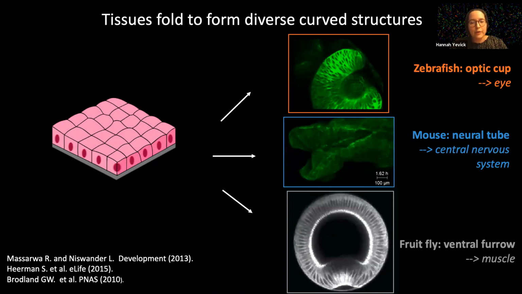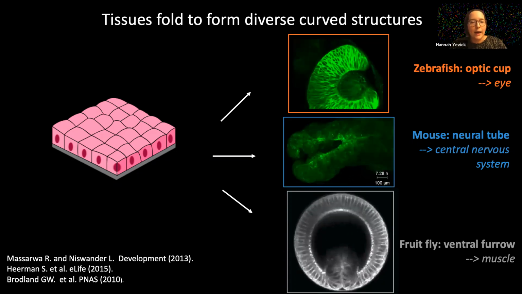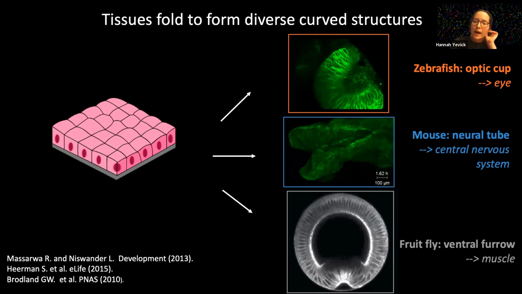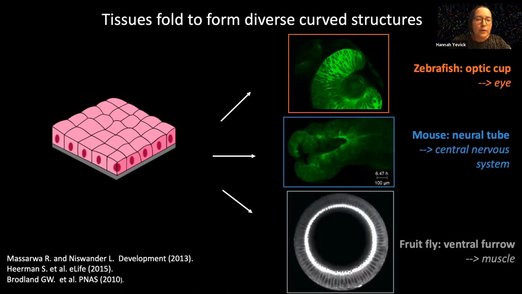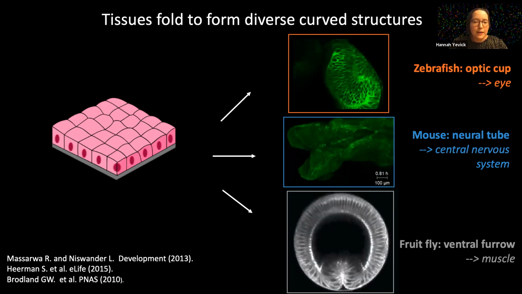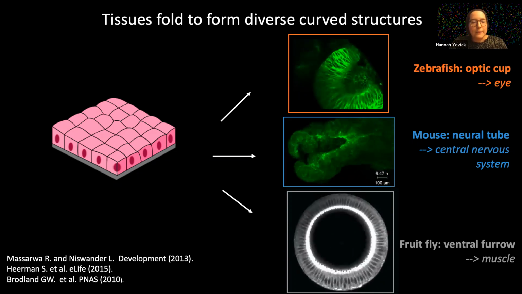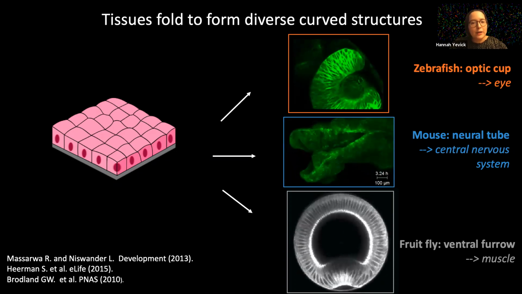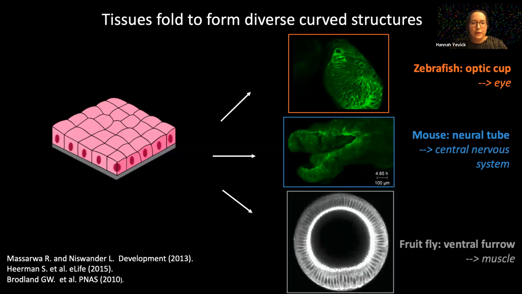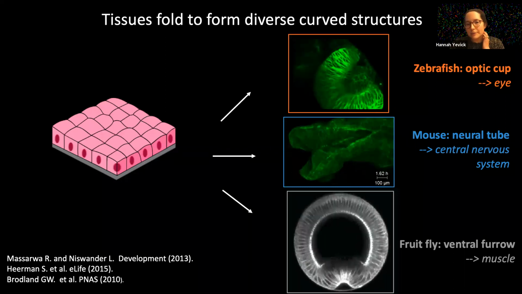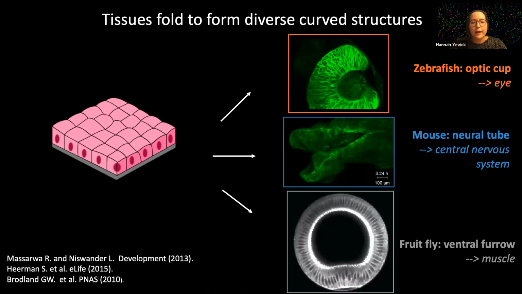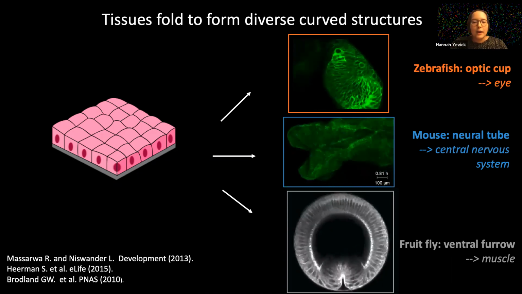So for example, the optic cup, which would go on to form the eye, folding of the neural tube, which forms the central nervous system, and the folding of the ventral furrow in the early embryo, which goes on to define cells that will become muscle. And this occurs also across different organisms, as I'm illustrating in the zebrafish, the mouse, or the fruit fly. And later in my talk, I'll be describing a bit more this fruit fly ventral furrow tissue fold.